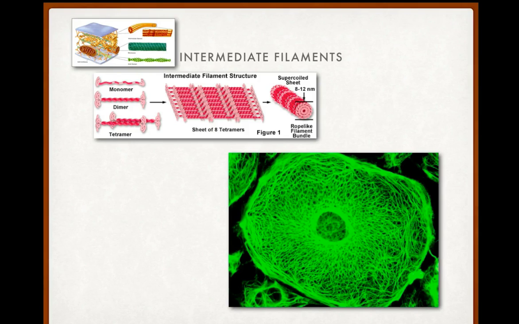There are 4 classes of intermediate filaments, and depending on the type of cell, they might have more of one than another. Keratin filaments are found in epithelial cells. Vimentin filaments are in muscle and connective tissues. Neurofilaments are obviously in the nervous system and neurons. And nuclear filaments are found in the nuclear envelope. This is a picture of the intermediate filaments in a cell. And you can see that they're everywhere throughout the cytoplasm.